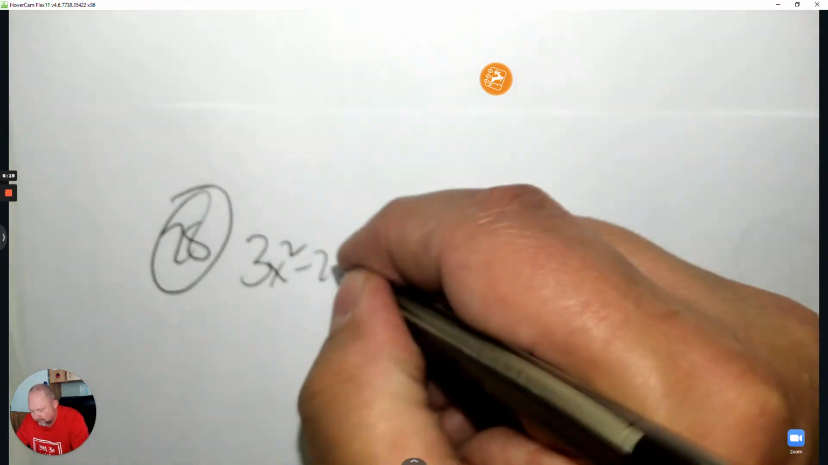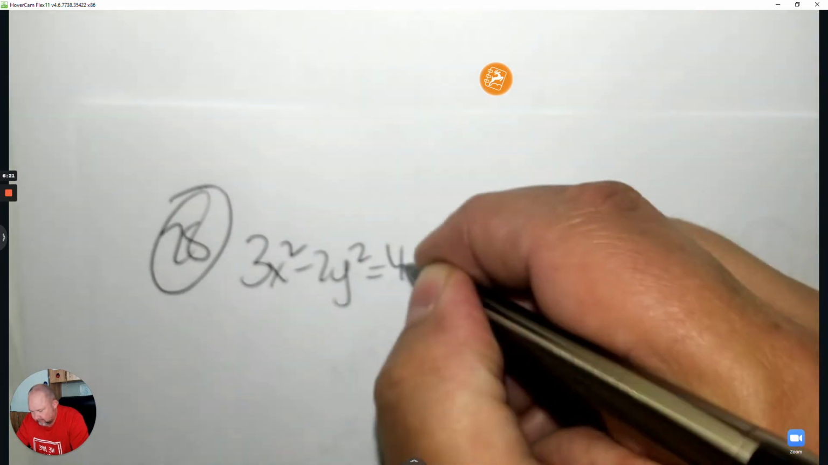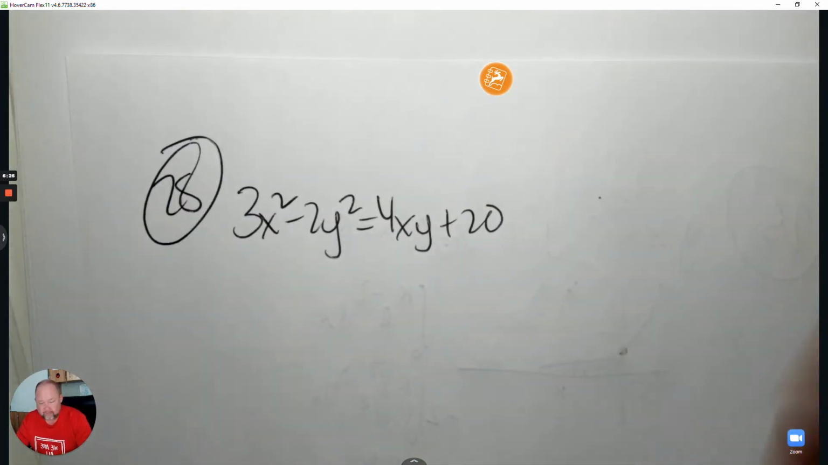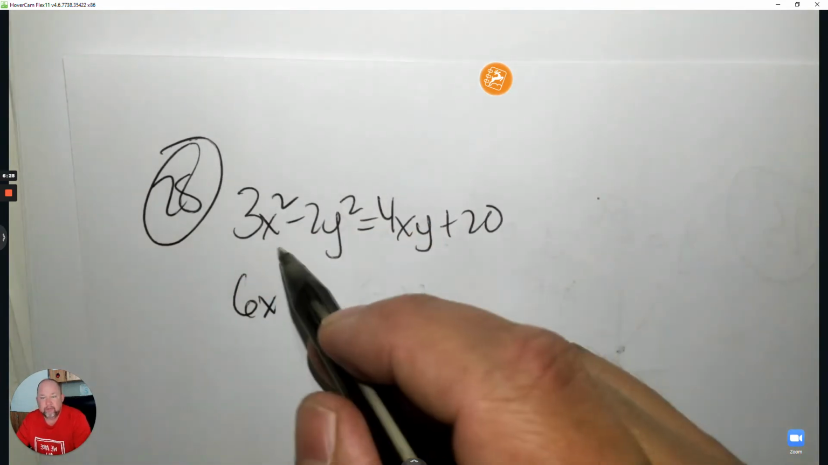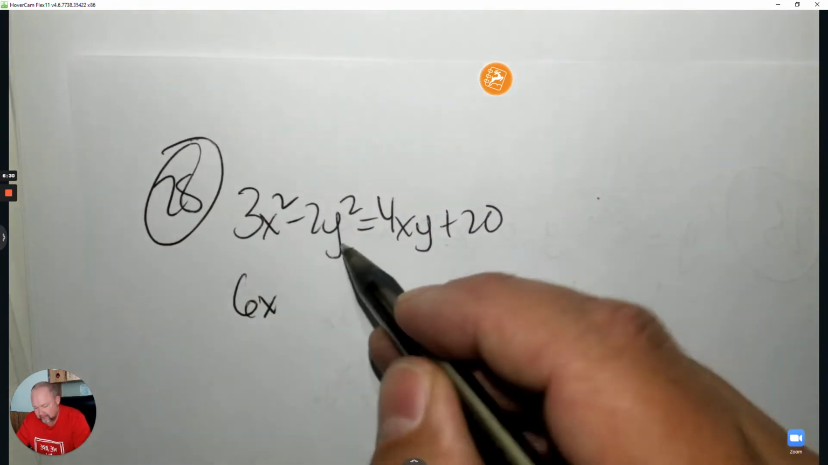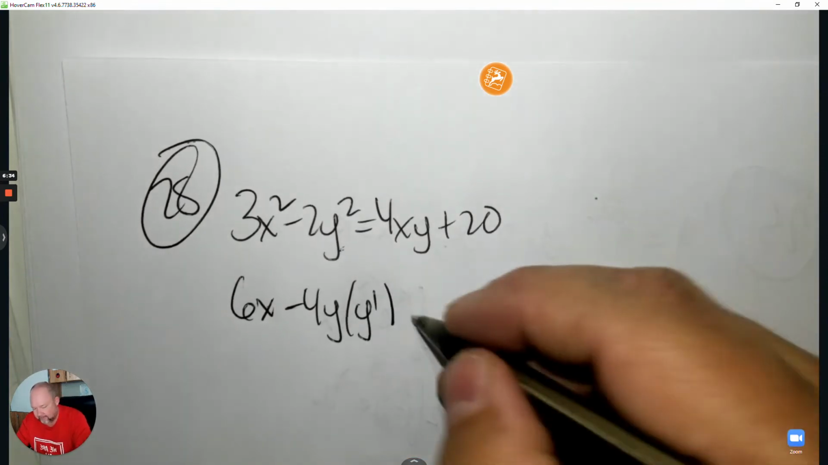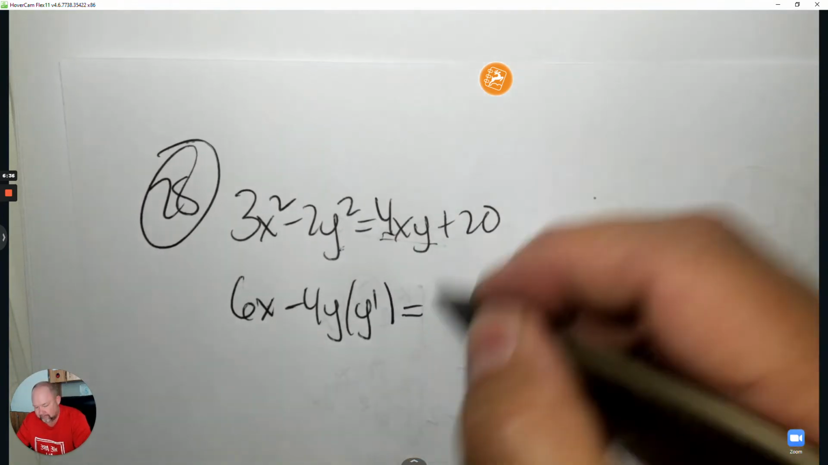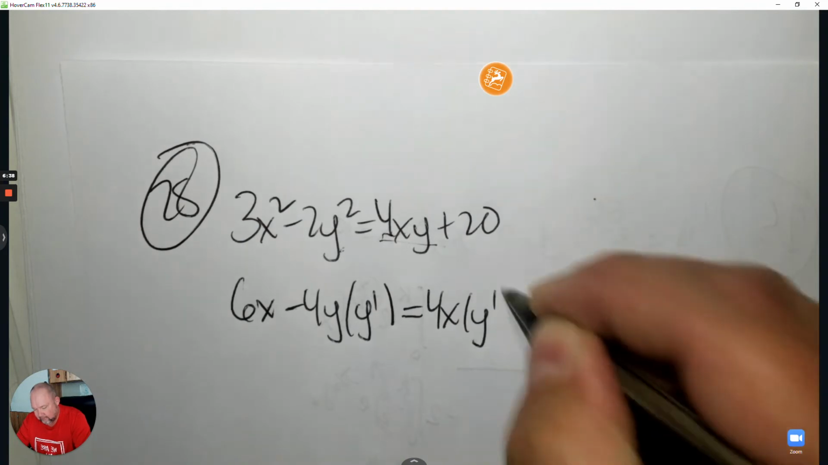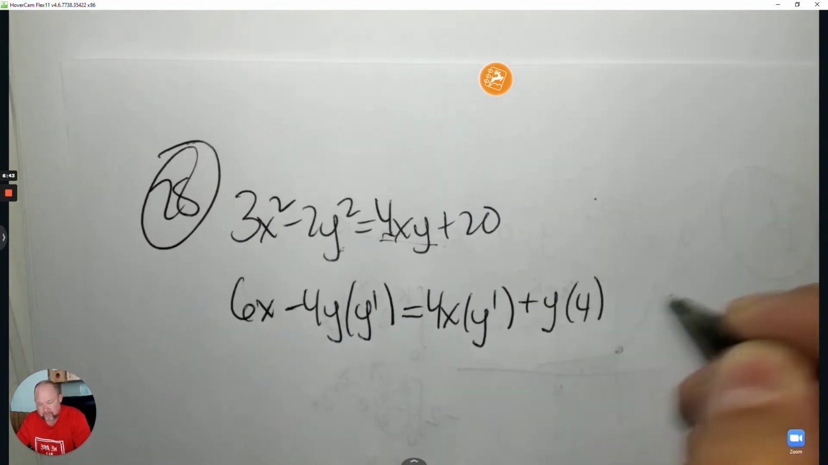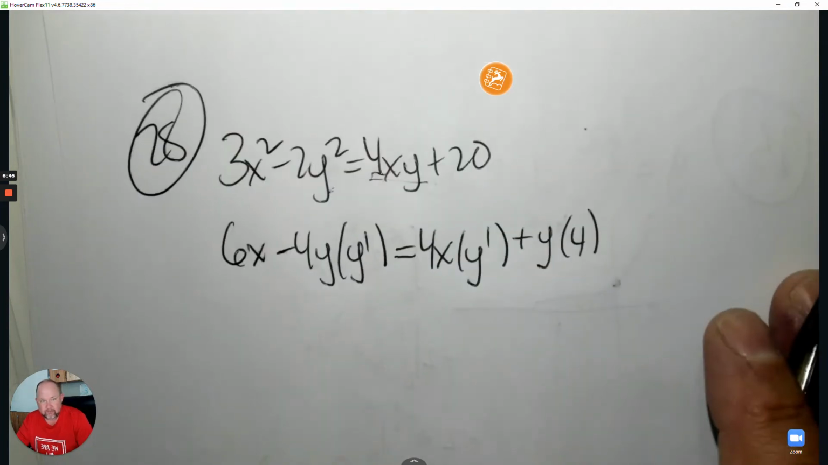All right, 28. Three x squared minus 2y squared, 4xy plus 20. I want to take the derivative of that. I'm going to do it implicitly. So the derivative of 3x squared is 6x. Whenever you take the derivative with y involved, it needs a hook, y prime. This is going to be the product rule. That's the first times the derivative of the second plus the second times the derivative of the first. And then the derivative of 20 is 0.